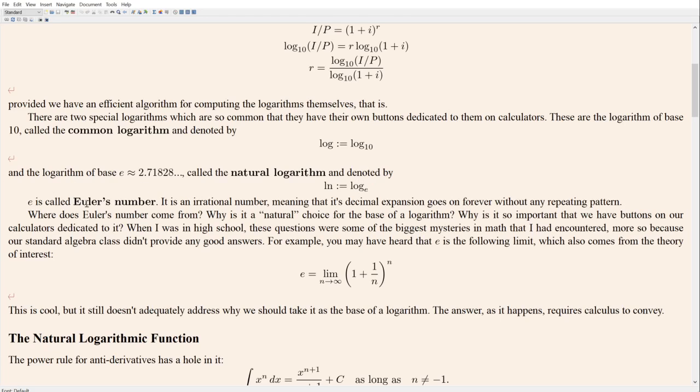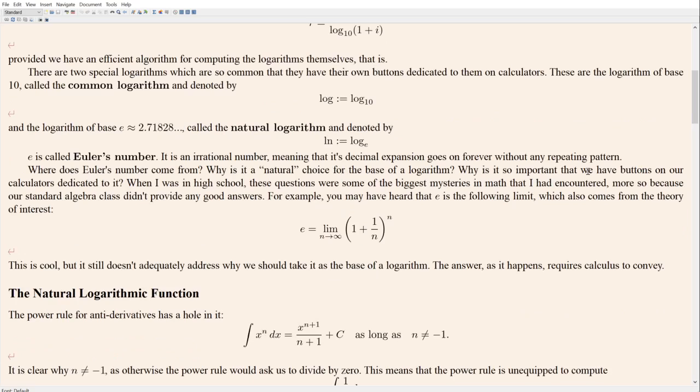E is Euler's number. It's approximately 2.71828, but it's irrational, which means that, like the number pi, it goes on forever and doesn't have any repeating pattern in its decimal expansion.